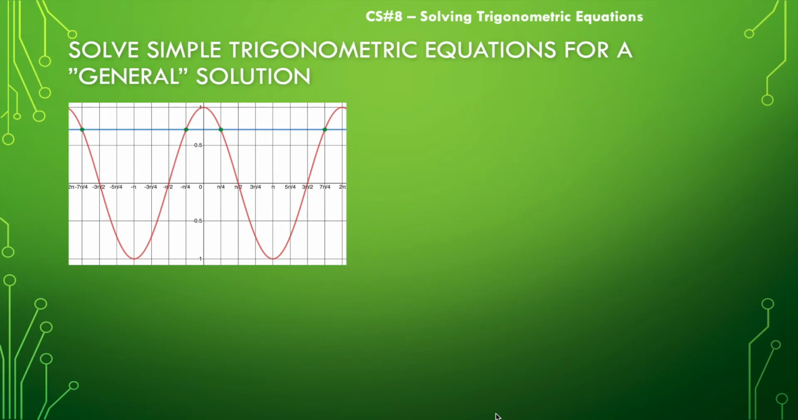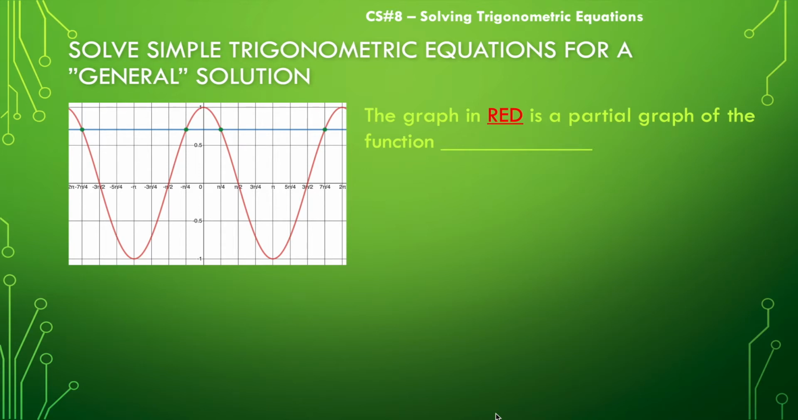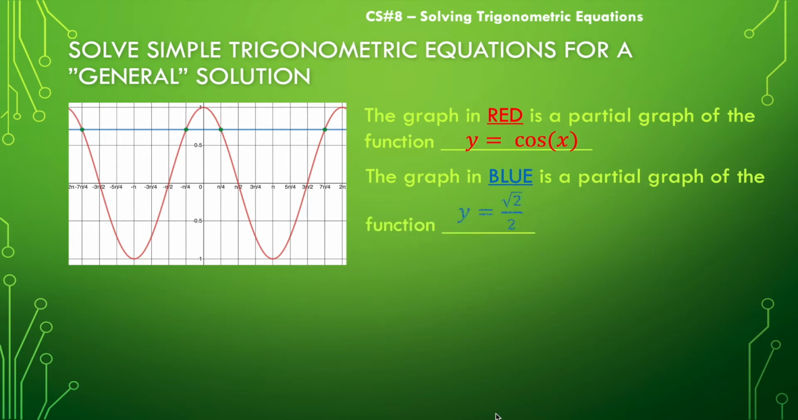So if we're looking at the graph here in the upper left-hand corner, you notice that there are really two graphs happening, right? The red graph is a partial graph of the function y equals the cosine of x. And then the blue graph is a partial graph of the function y is equal to the square root of 2 over 2. Now I say it's a partial graph because of course we know that both a cosine function and a constant function go on infinitely to the left and to the right.